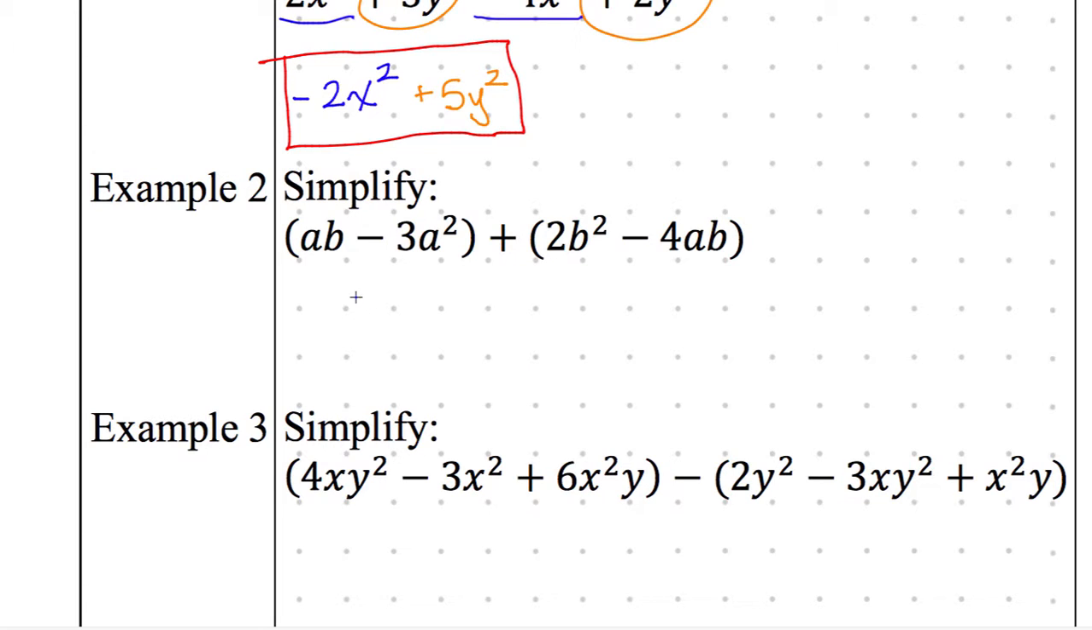So combine negative 4ab and ab. So negative 4ab and ab. All right. So I agree. Those are like terms because they both have an ab. Both of them are to the power of 1.